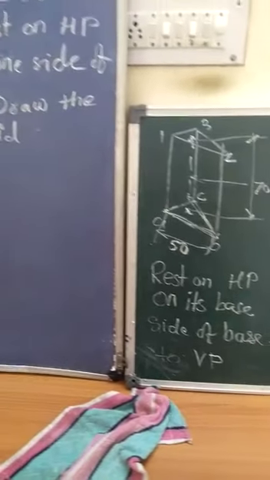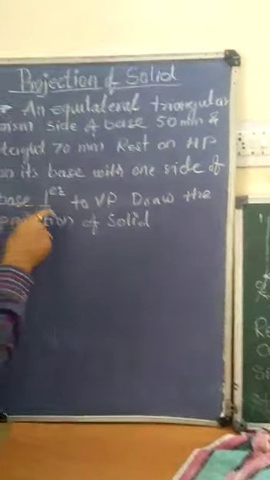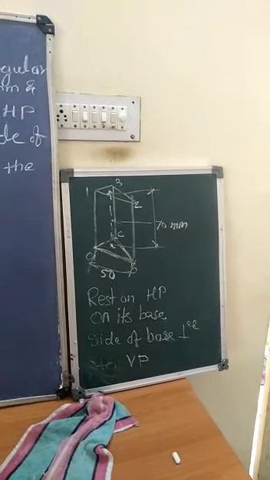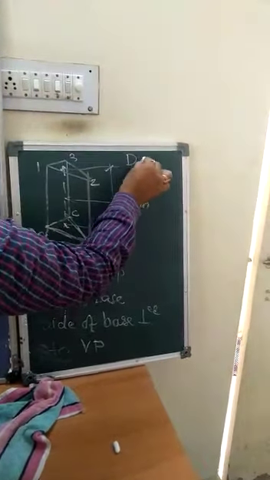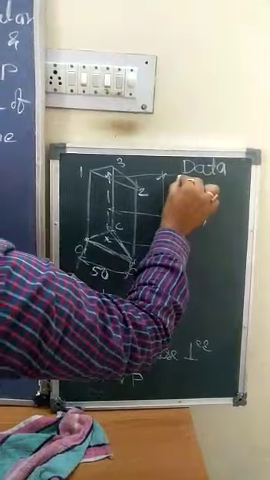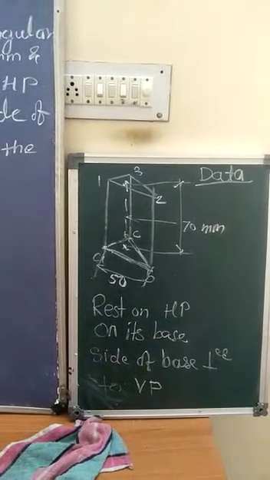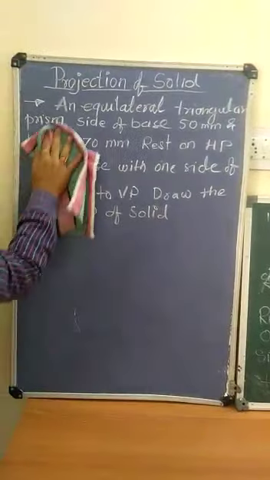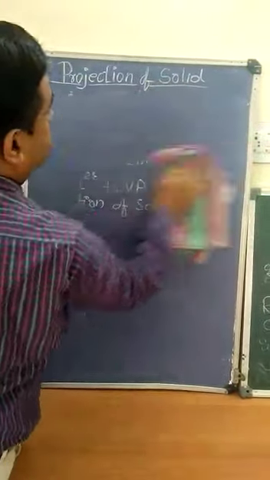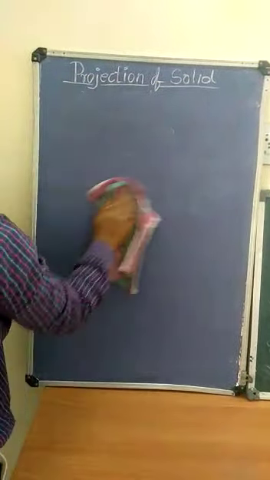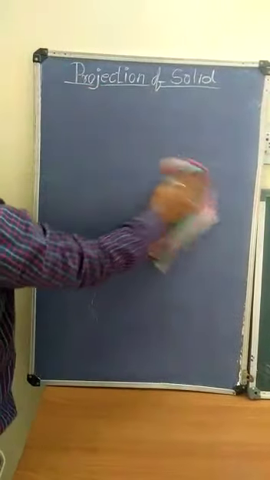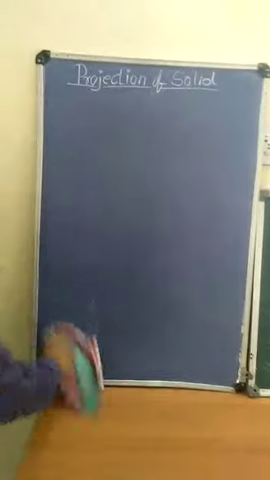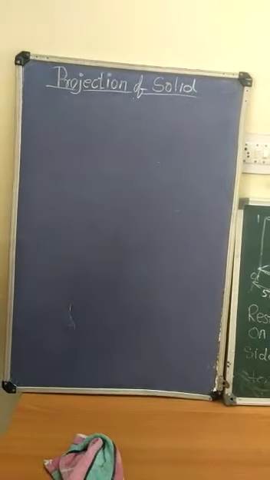Okay, so this is the conversion of problem statement into data. This is the data. Now you have to convert it. Now I am erasing this problem statement. Now here I have to draw the problem, that means drawing, and now you have data.